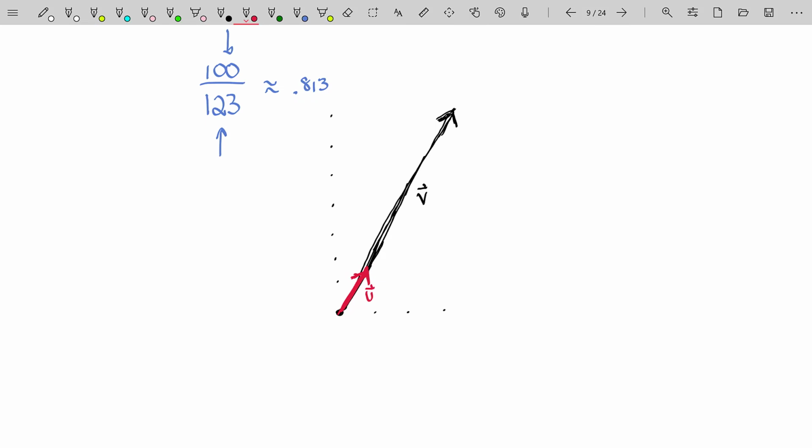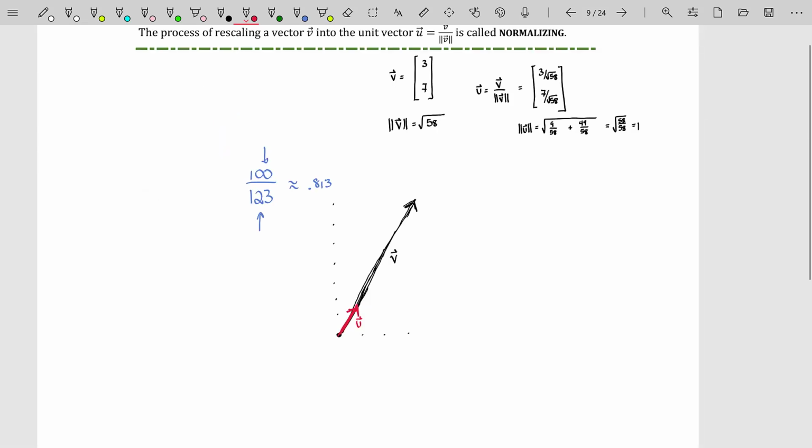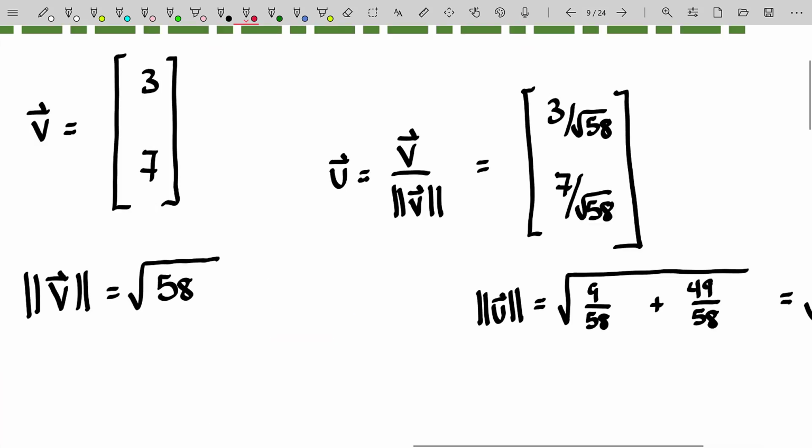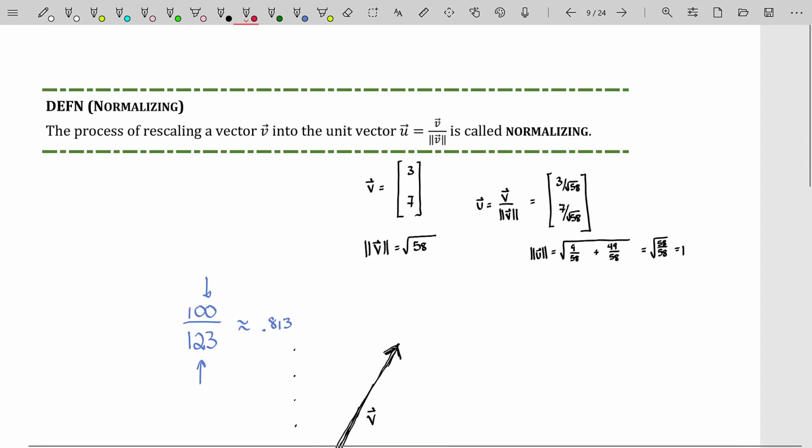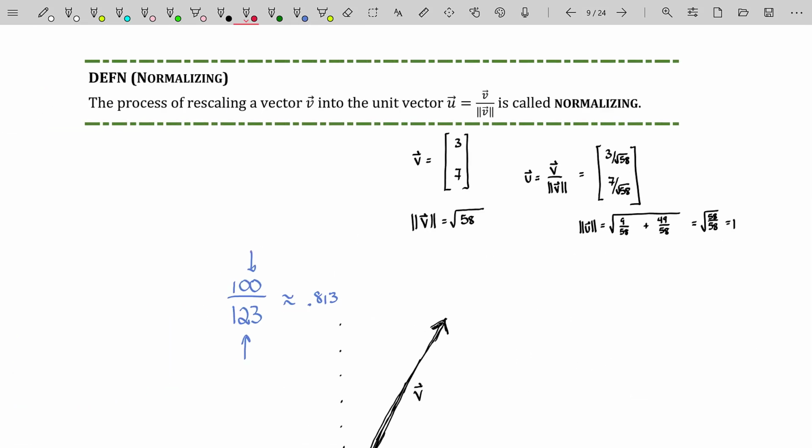The only thing that changes is the length, because you're dividing your original vector, v, by a scalar. So you're just shortening your vector, or possibly lengthening the vector to where it has a unit length. But no matter what, when you normalize, you get a unit vector in the same direction as your original vector.